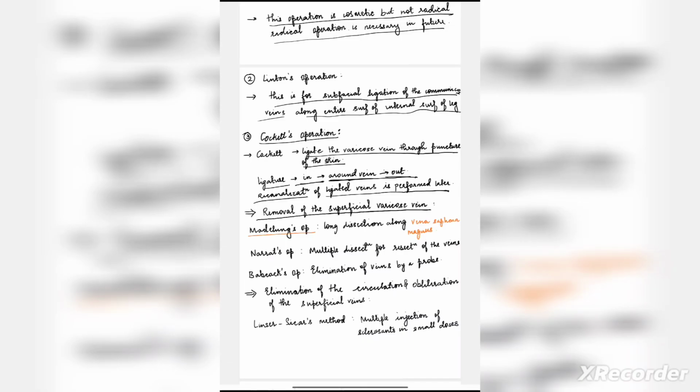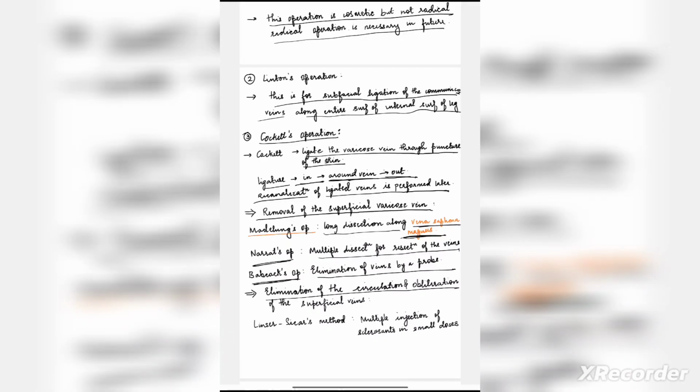Removal of superficial varicose vein. Madelung's operation. Long dissection along venous saphenum magnus. Multiple dissections for resection of the vein. Babcock's operation, elimination of the vein by probe, elimination of the circulation and obliteration of the superficial vein. Linser's Sicard's method is multiple injection of sclerosants in small doses. Next is operations on the nerves.